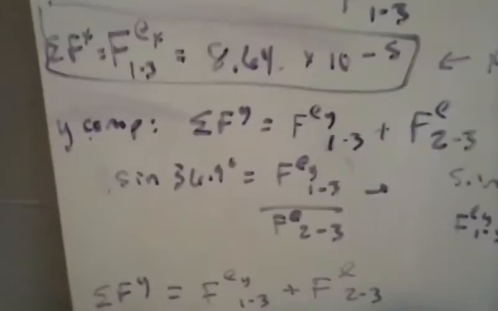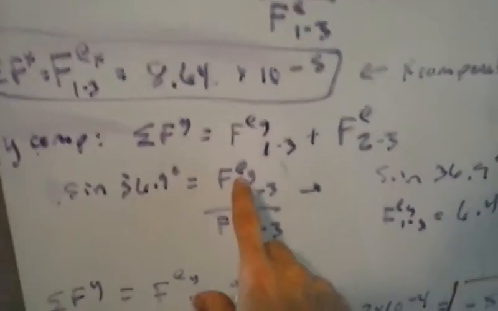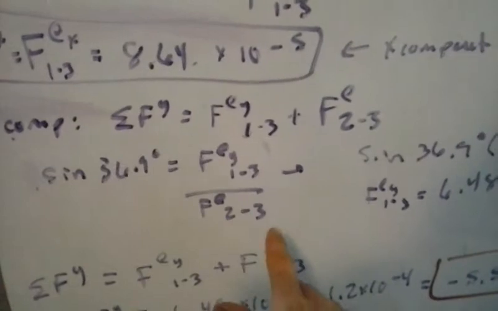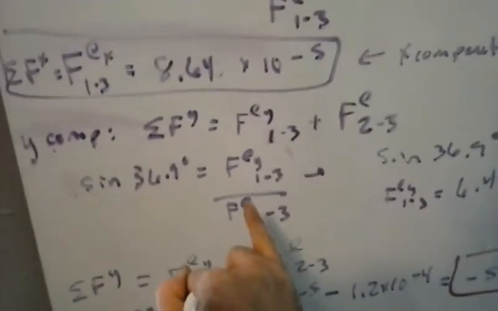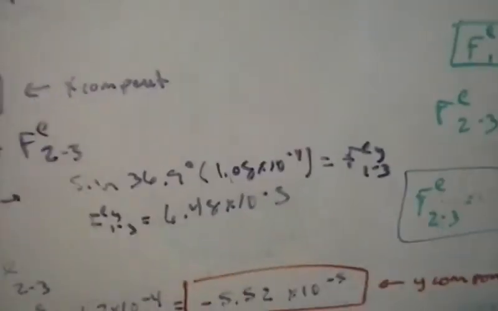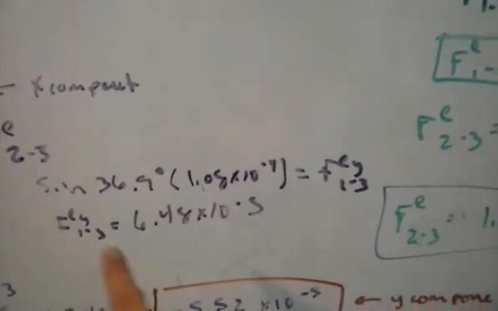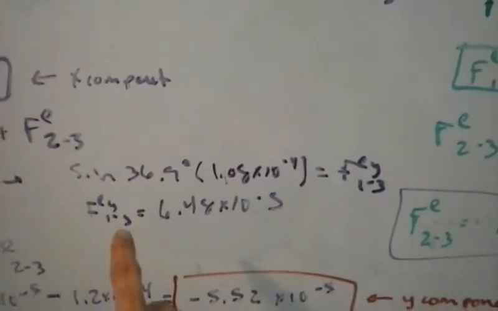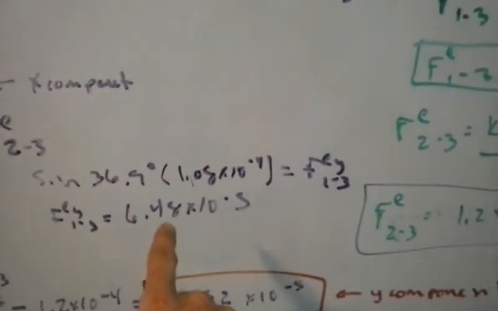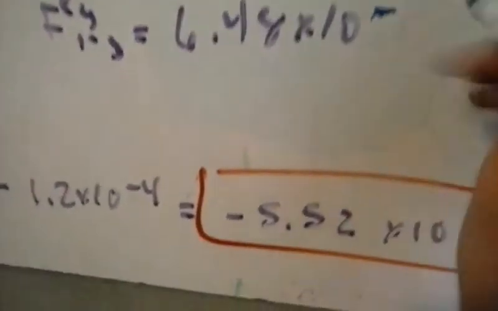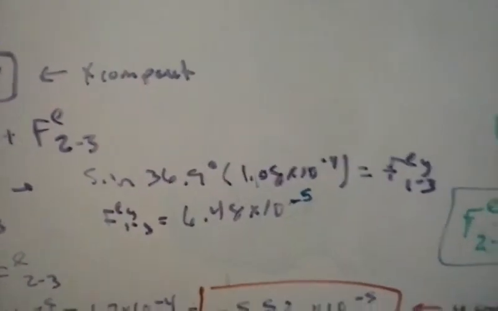Which looks like this. Again, I'm going to plug in this value and multiply it across, which looks like this. And then solve for this side, and I find that the y component of the electrical force of Q1 on Q3 is equal to 6.48 times 10 to the negative 5th. Okay, so now I've got this value and this value.